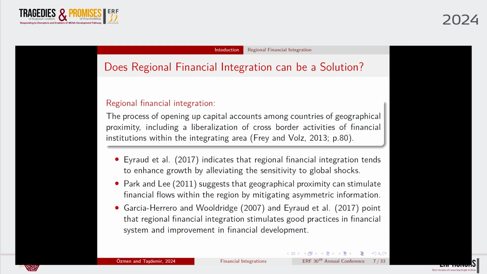But the recent literature also says that regional financial integration can be a solution. You can think of regional financial integration as a subset of international financial integration. By definition, regional financial integration corresponds to the case where there are bilateral financial flows among the economies in a specific region. This specific region in our paper is the MENA.